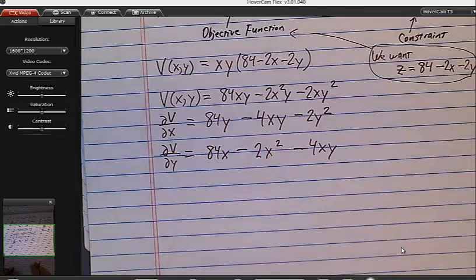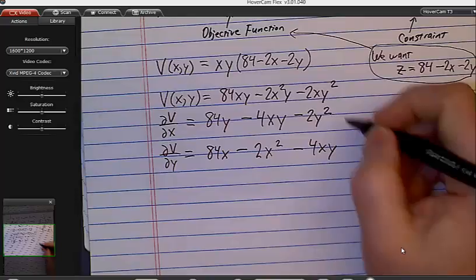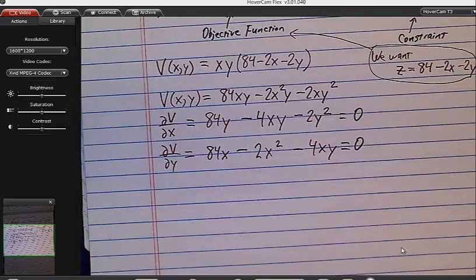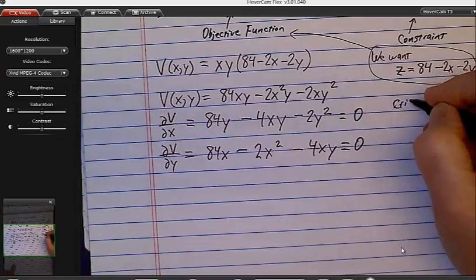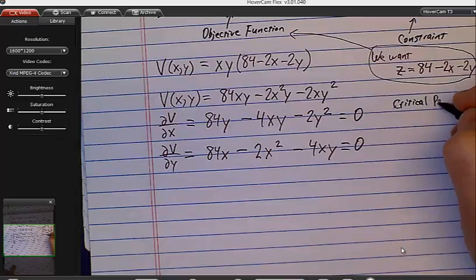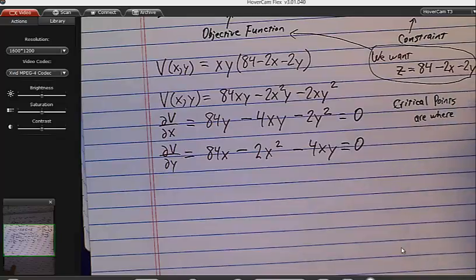Okay. So then what I do is I set these things equal to 0. Why? What am I looking for here? Critical points. Yes. We get critical points or critical values. Critical points are where, what happens?